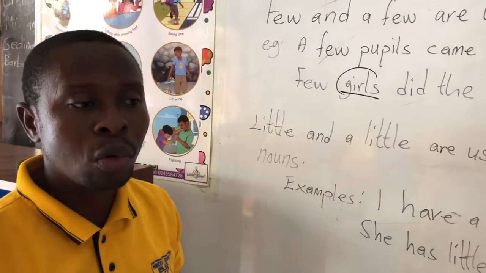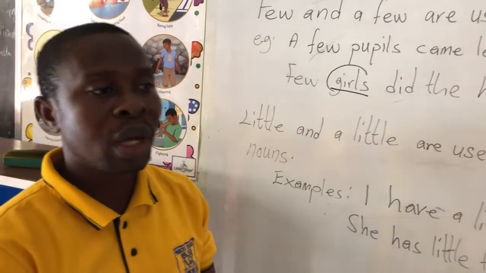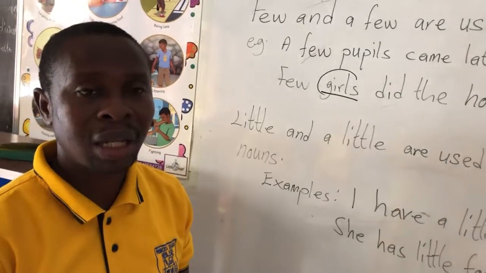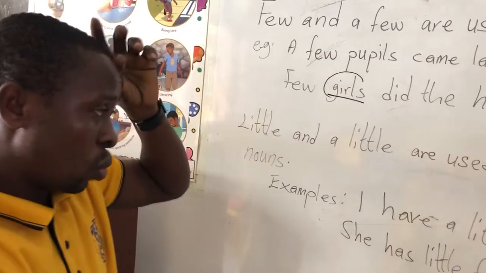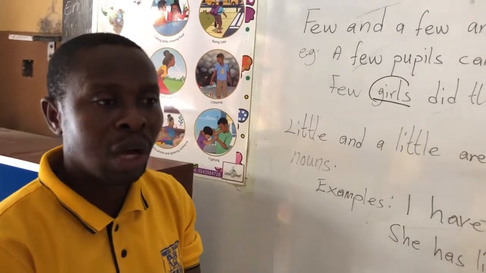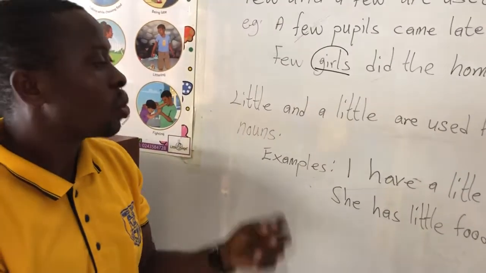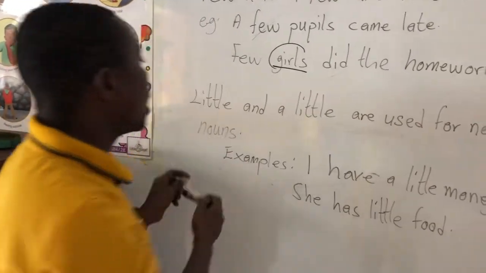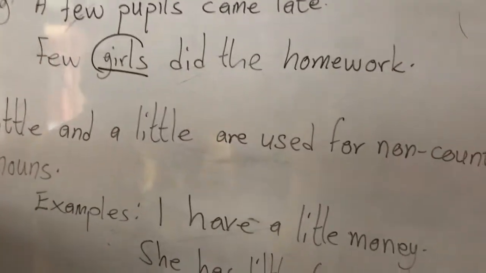So water is what? A non-countable noun. Let's look at sugar. Okay, how many sugars do you have? No, you can't say that, right? So those are non-countable nouns, because we can't count the number of sugar you have. We can't count the sugar. Okay, we can't count water. Okay, so we use what? A little and little for them, for the non-countable nouns.